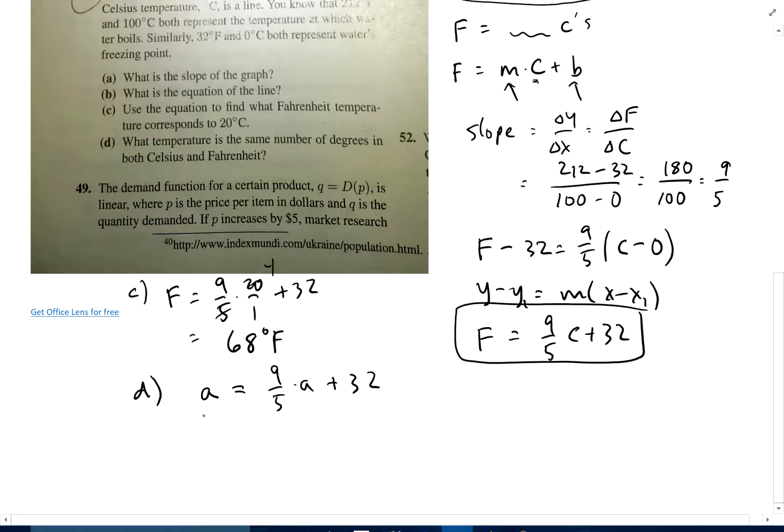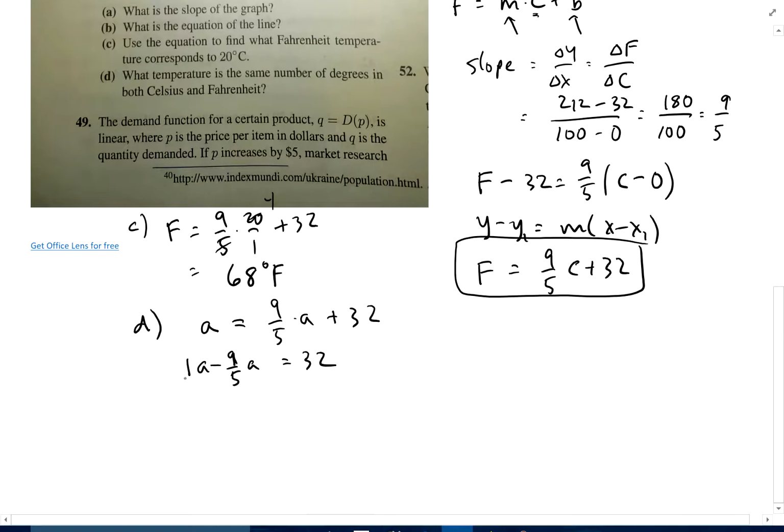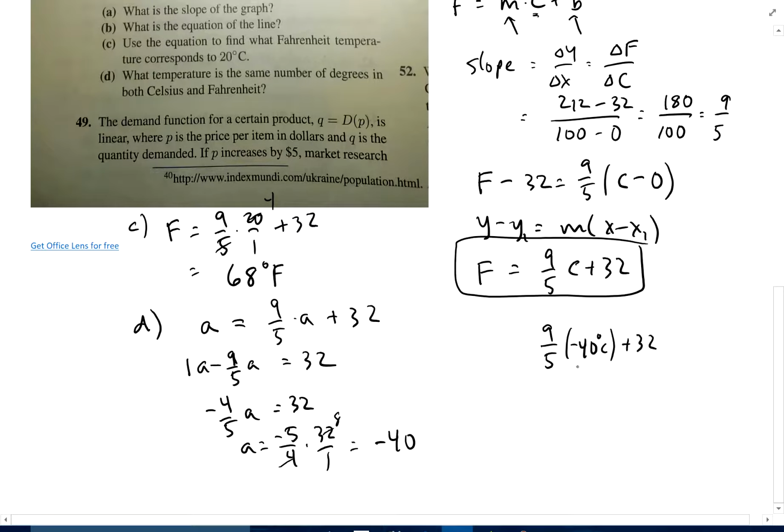So if I subtract the 9/5 A from 1A, I get 1A minus 9/5 A. Great, my A's look like my 9's. So that'd be 5/5 minus 9/5, negative 4/5 A equals 32. So A equals negative 5/4 times 32 over 1. Those cancel, which is negative 40. If I plug in negative 40, 9/5 times negative 40 degrees Celsius, I get 9 times negative 8, which is negative 72, plus 32, which is negative 40 degrees Fahrenheit, because that's what this whole thing is, Fahrenheit.